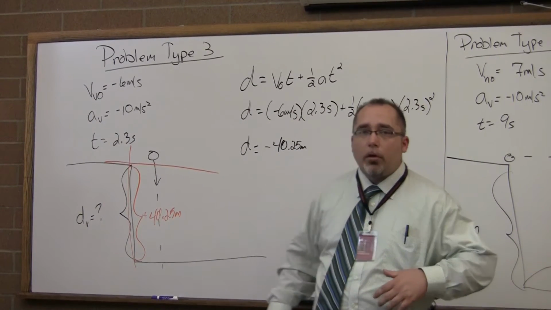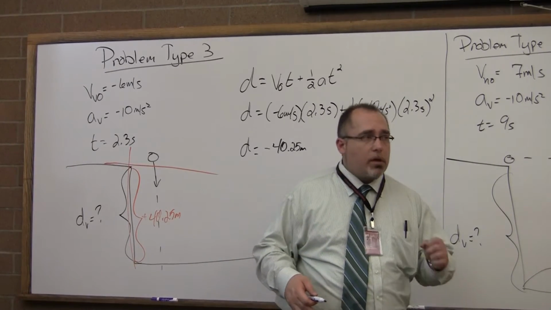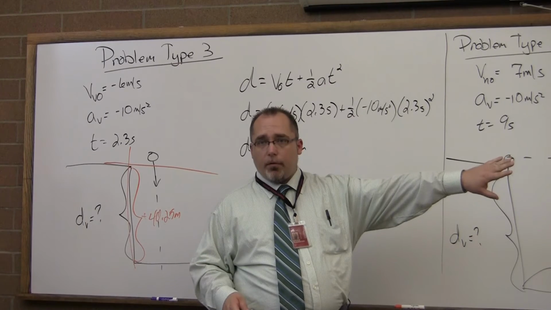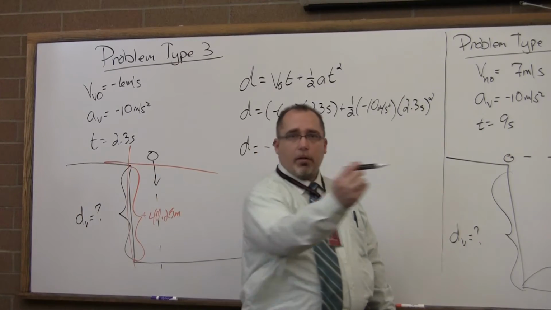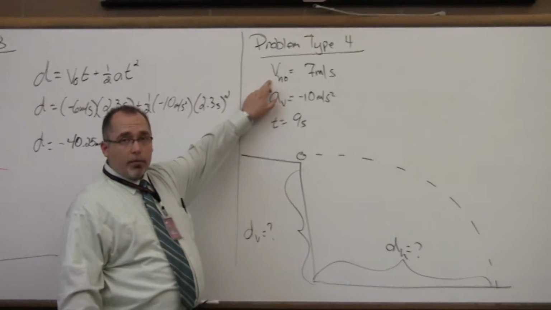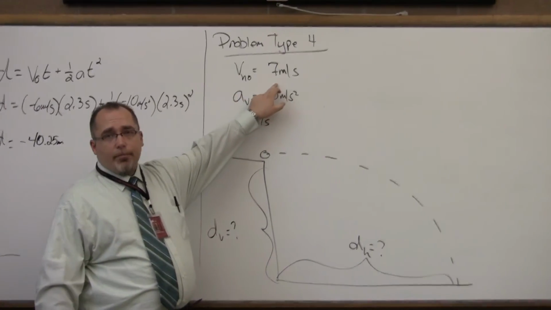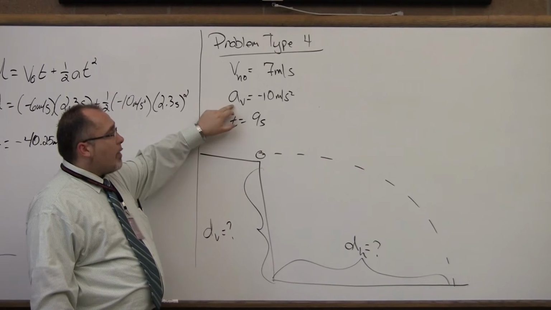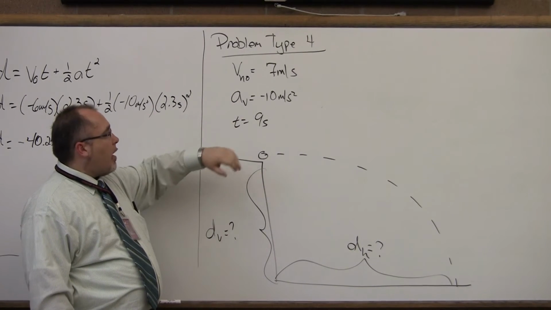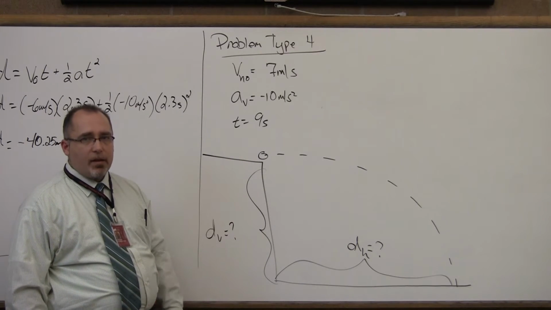Lastly, we're going to look at problem type 4, which is projecting the object horizontally off the roof, or say it was rolling or traveling and then just fell and went off the roof. So we have an initial horizontal velocity of 7 meters per second. And we have a vertical acceleration of -10 meters per second squared. And we time it, and it takes 9 seconds.